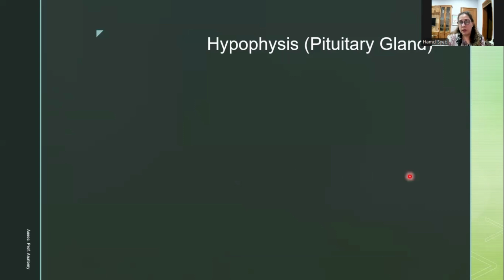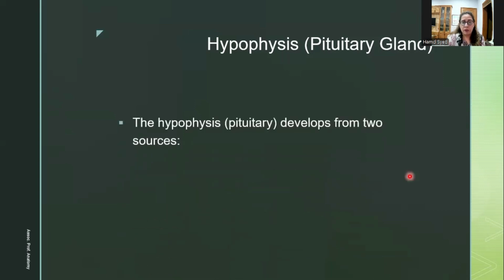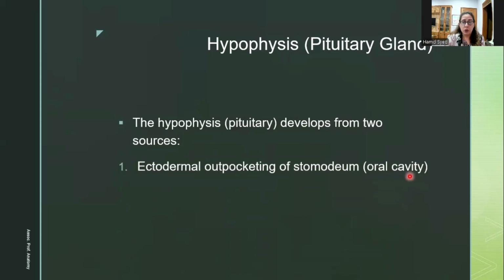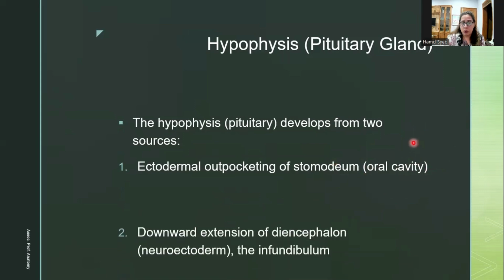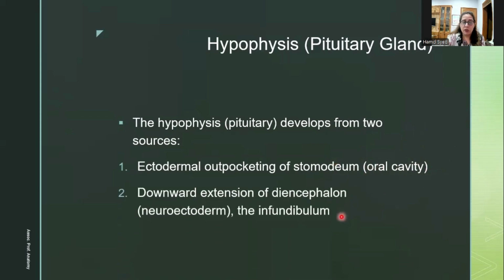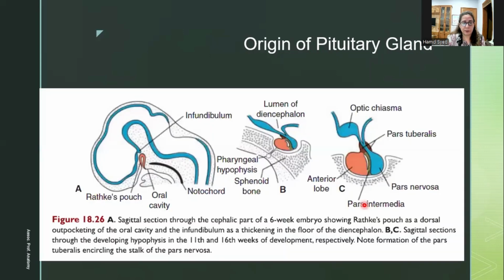So let's discuss the development of the pituitary gland or hypophysis. Keep in mind it has two sources of origin, and these two embryological sources are derived from different germ layers. The first one is derived from the oral cavity. It is the outpocketing of the oral cavity, that is the stomodium, and it is ectodermal in origin. Whereas the second source of the pituitary gland is the neuroectodermal source, which is actually the downward extension of the diencephalon, and this is the infundibulum.